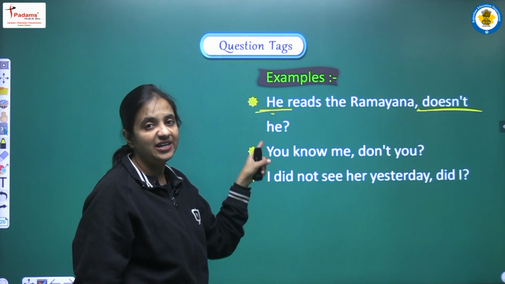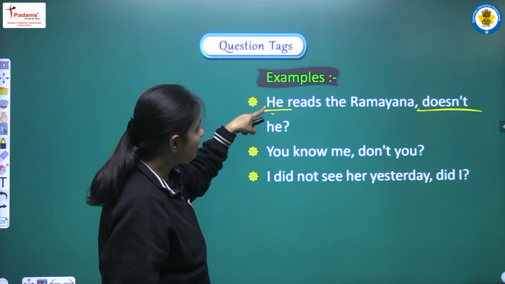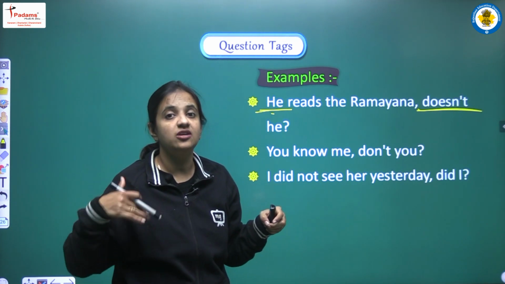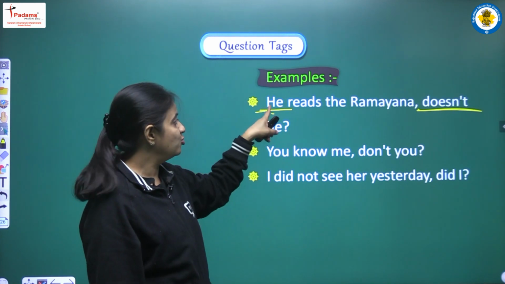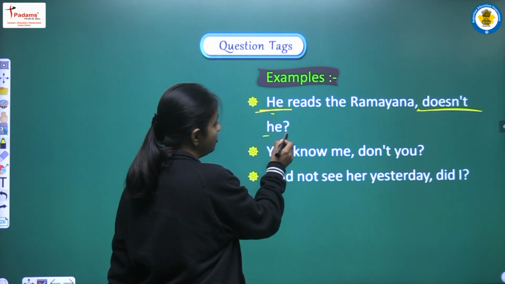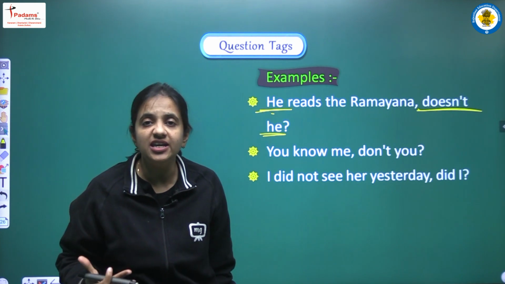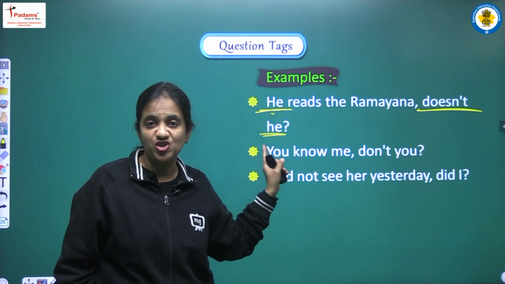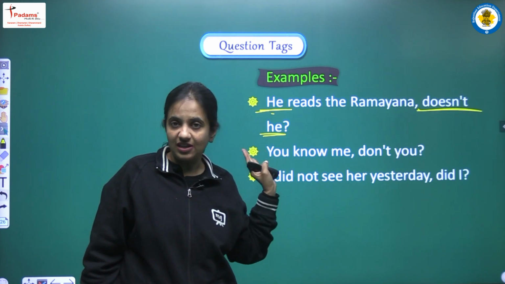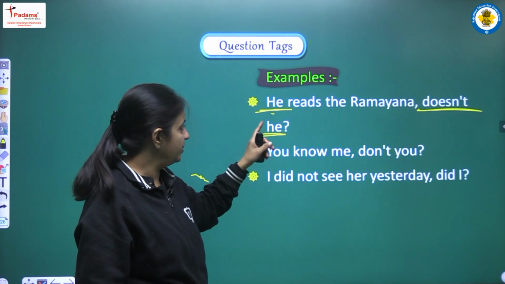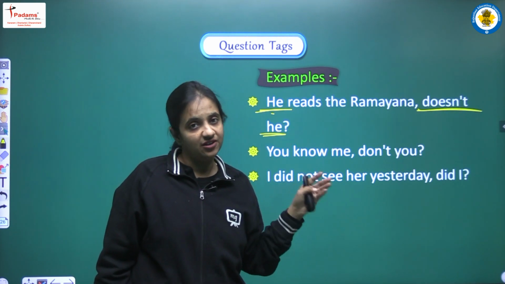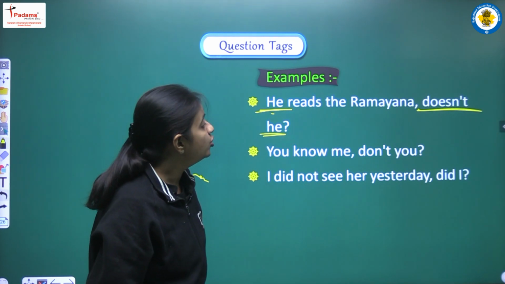After that, we are writing the pronoun. So when we have any personal pronoun, either first person, second person or third person, we have to use the same pronoun here. So we have he, so we use the same he here in the question tag. So the question tag will be doesn't he. And the complete sentence will be he reads the Ramayan, doesn't he? Right.